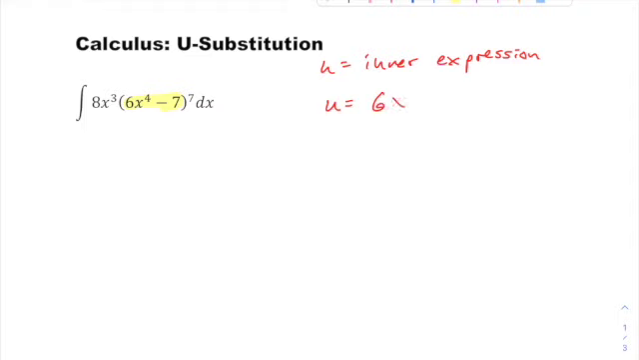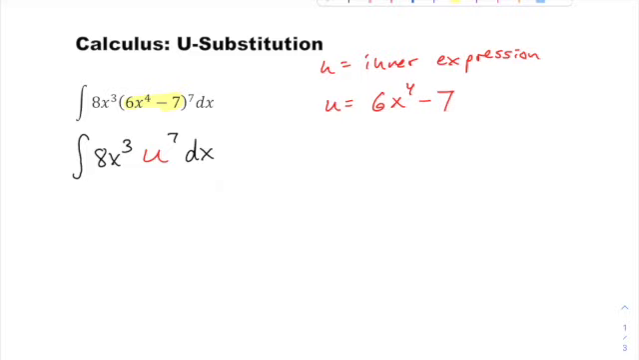Now I'm doing this as if it's the first one ever, so I'm going to do this a little more slowly, and I'll start to take some shortcuts when we get comfortable. So now, if I'm letting that stand in place of 6x to the fourth minus 7, I would have, instead of that, U to the 7th power dx.